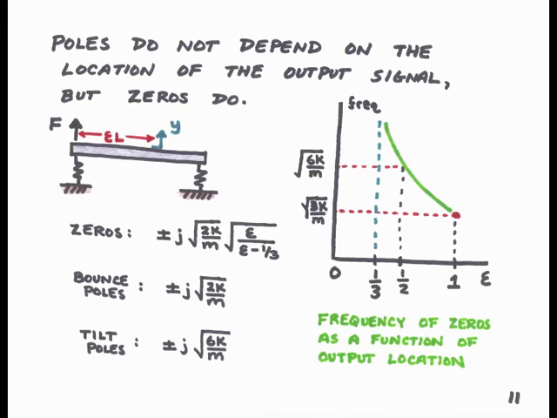Then, when epsilon is increased all the way to 1, which means the sensor is at the right end of the beam, the value of the frequency of the zeros is square root of 3k over m. That value is greater than the imaginary part of the bounce mode poles, but less than that of the tilt mode poles. You might be wondering what happens to the zeros if epsilon is less than 1/3, that is, if the sensor is placed very close to the left end of the beam. The answer is that the zeros are real valued, and they appear as mirror images about the origin on the real axis.